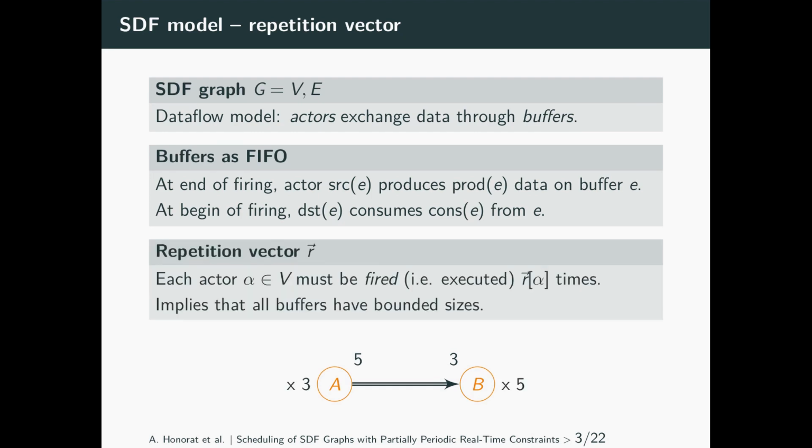The SDF model also defines a vector called the repetition vector. This vector states how many times each actor of the graph must be executed, so that all produced data are consumed. In the SDF graph below, the repetition vector states 3 firings of A for 5 firings of B. 3 times 5 is equal to 5 times 3, so all data produced by A are well consumed by B.